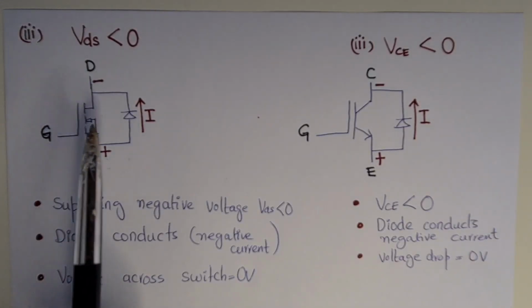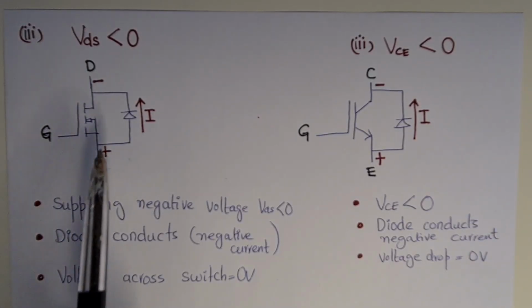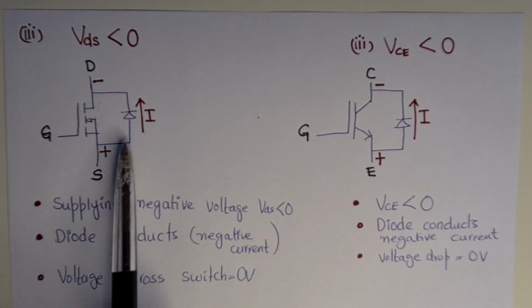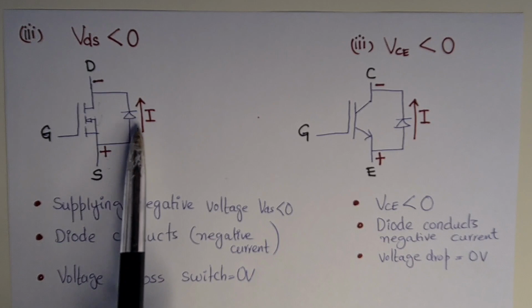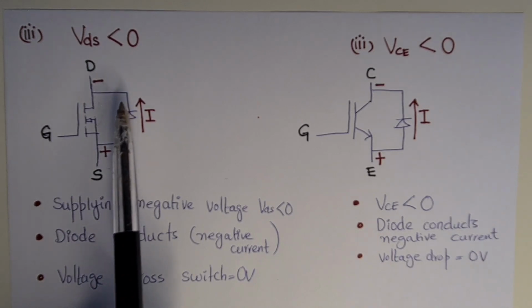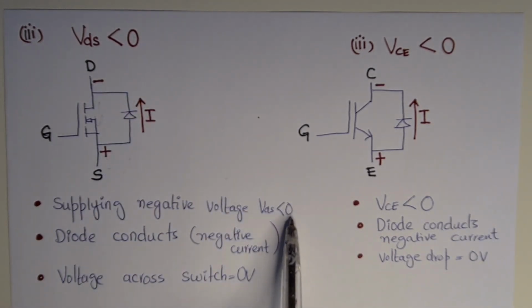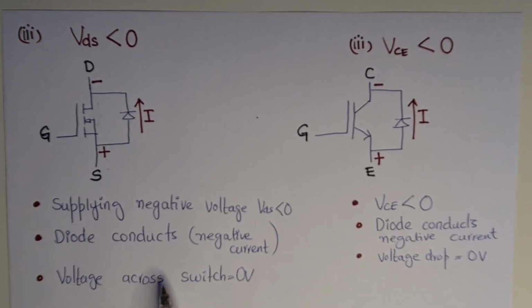The third condition is VDS is less than 0. Here the drain is negative, the source is positive. In that condition, the diode is in forward bias, positive anode and negative cathode, and a negative current will flow through the diode of the switch. So supplying negative voltage, VDS is less than 0, the diode conducts negative current, and the voltage across the switch is equal to 0 volts.